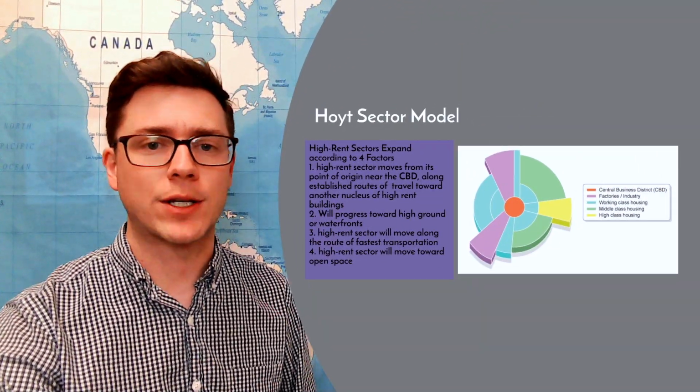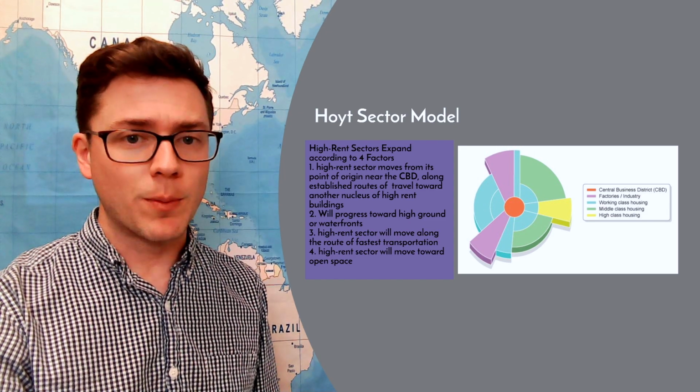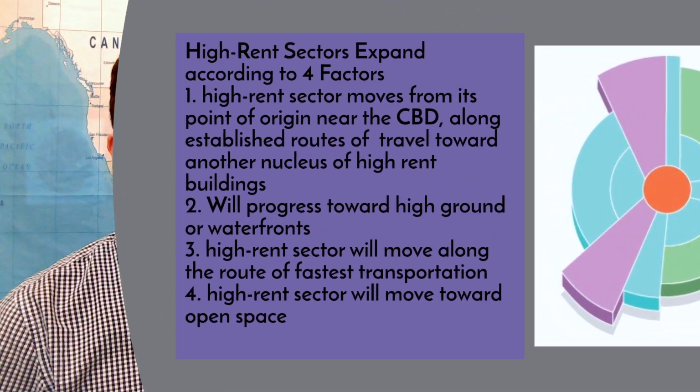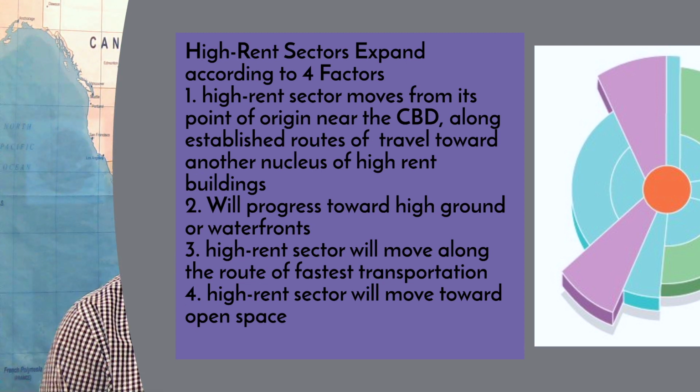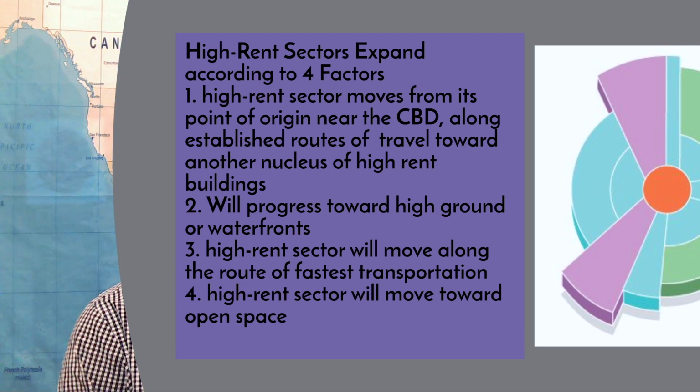Next is the Hoyt sector model. So the sector model is all based on routes of transportation and the way that they connect to the central business district. So there are 4 factors in the Hoyt sector model. It said that there is a high rent sector that moves from its point of origin near the central business district along a route of travel. That can be a train like the L in Chicago, or it could be a major highway. But it is an area of high rent.